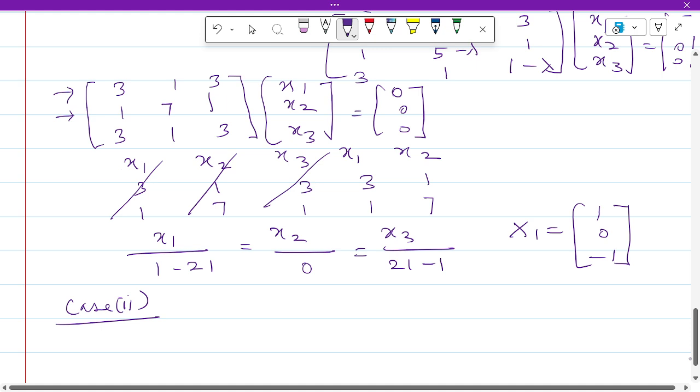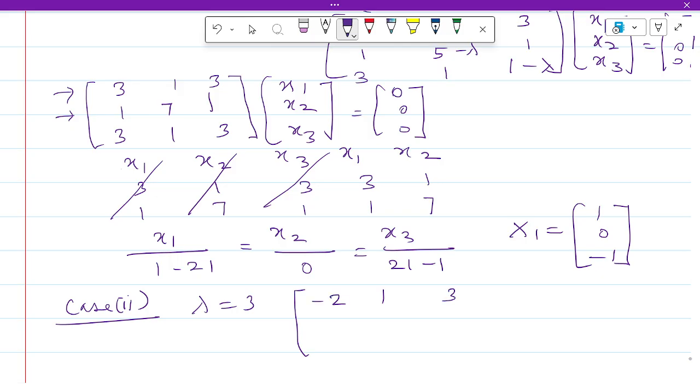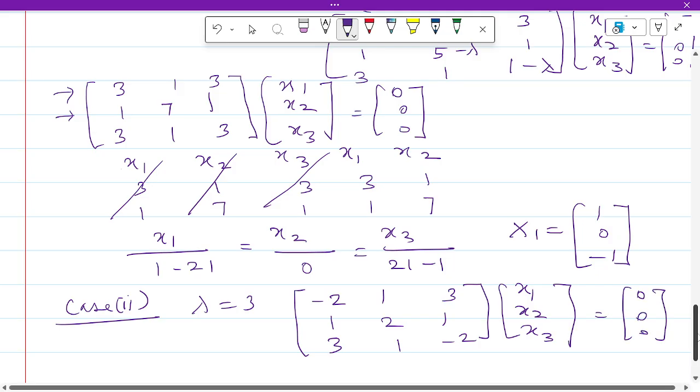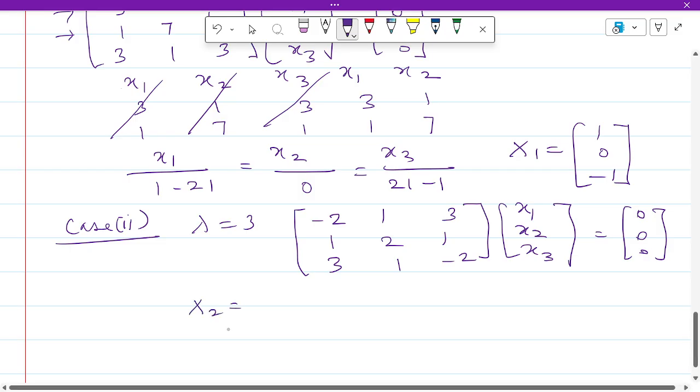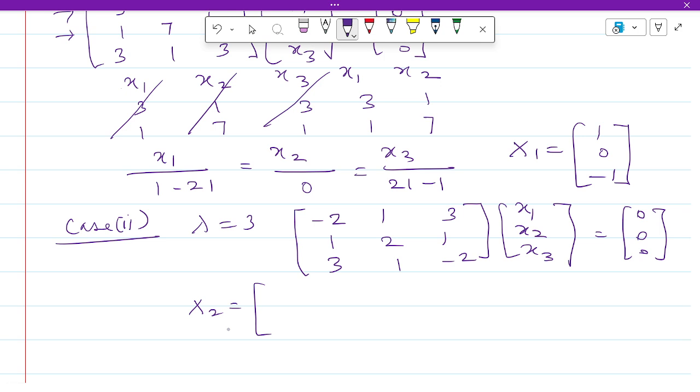Second one, case 2: similarly we can find it if lambda equal to 3. If lambda equal to 3, then minus 2 1 3, 1 2 1, and 3 1 minus 2, times x1 x2 x3. If you solve in the same way, you will get x2 equal to 1, minus 1, 1.